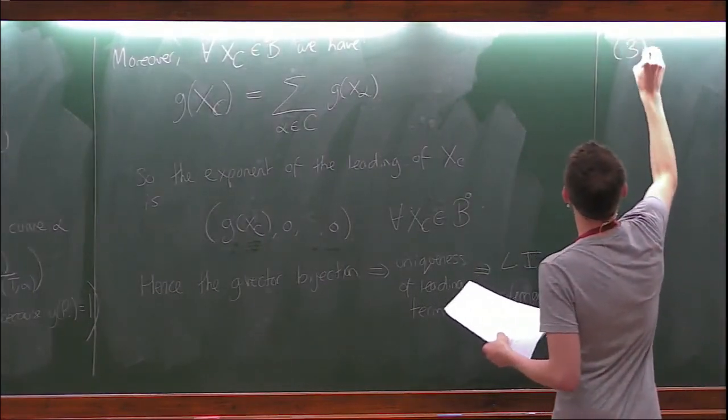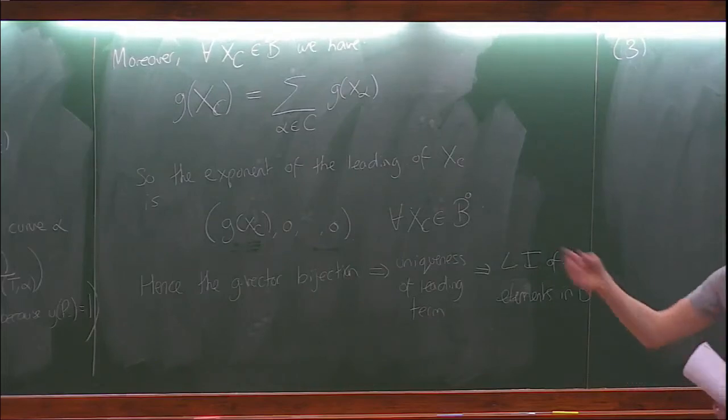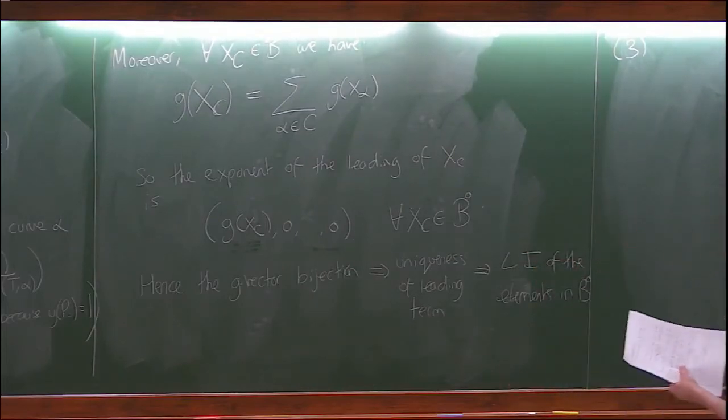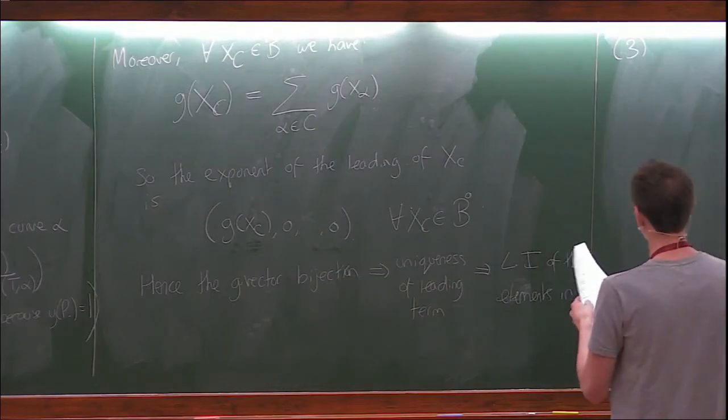Right. So up until this point, we've shown that this class of elements span the cluster algebra. We've shown that they're linearly independent. And the final thing is to prove that they actually belong to the cluster algebra. And once we've done that, then they would form a basis.